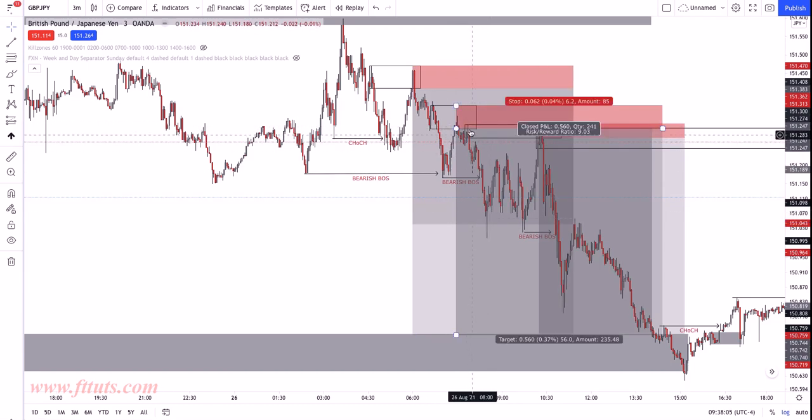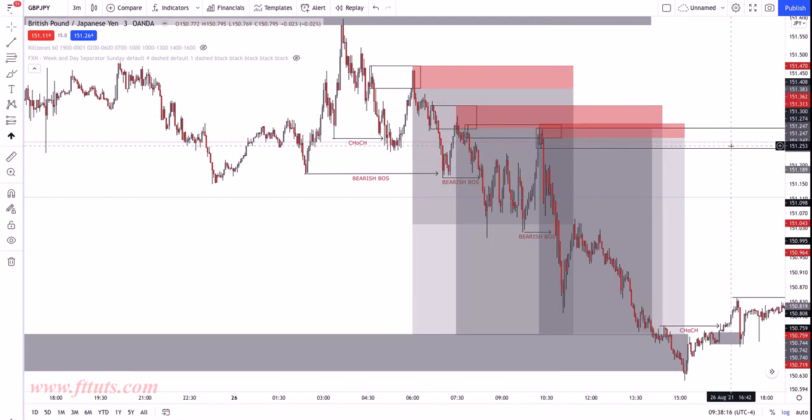Now we identified this nice indecision candle that lied here. That was the last candle before this expansion which broke structure. Now we marked that out. Price then pulled back, as you can see. Let me remove this for now.